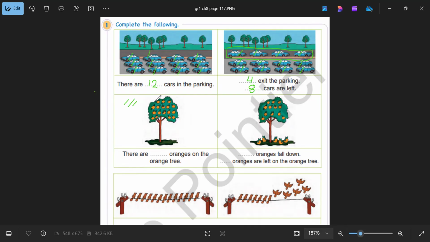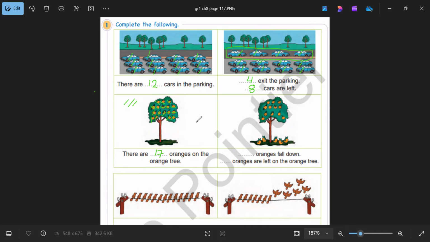Let's start counting. Start from the top or from the bottom, but you have to move the same way, okay? 1, 2, 3, 4, 5, 6, 7, 8, 9, 10, 11, 12, 13, 14, 15, 16, and 17. How many oranges are there on the orange tree? 17. Yani, the total number of the oranges is 17.